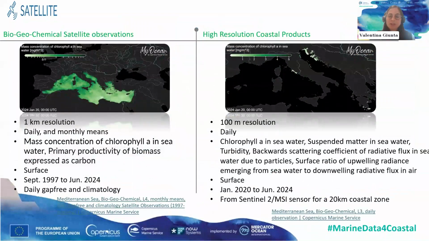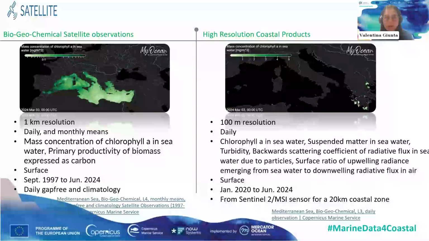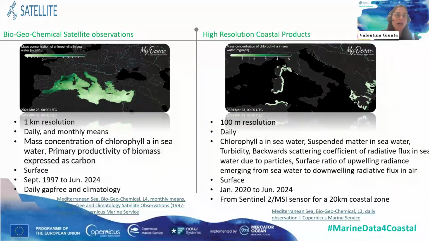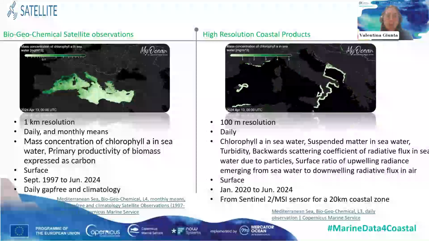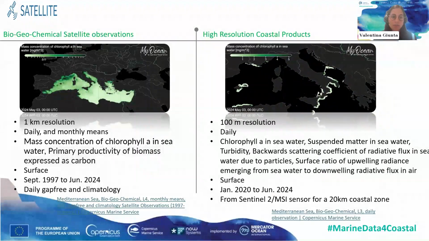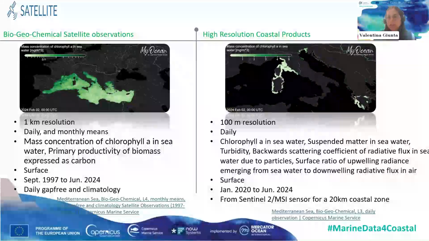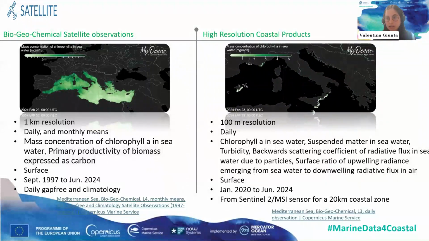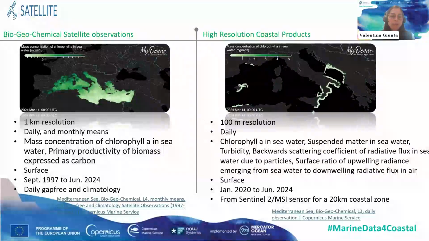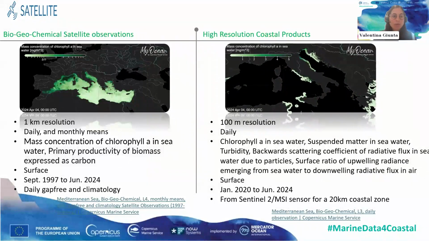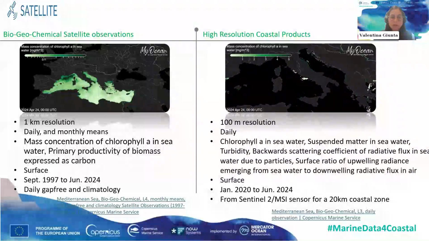Regarding satellite data, for this part, I selected two products that we have for the Mediterranean area. So one is the biogeochemical satellite observation, which has a 1 kilometer resolution, daily and monthly means. And you can find information regarding chlorophyll, primary productivity. And of course, this is satellite data, so that means that you can only find information at the surface of the ocean. And the data is available from 1997 up to 2024. And this product has daily gap-free data and climatology as well.